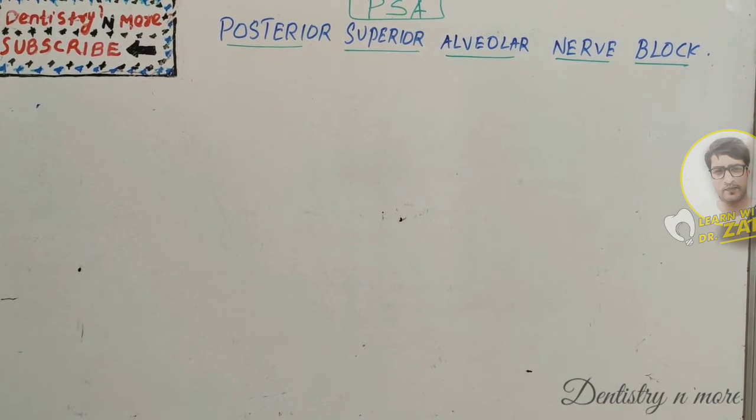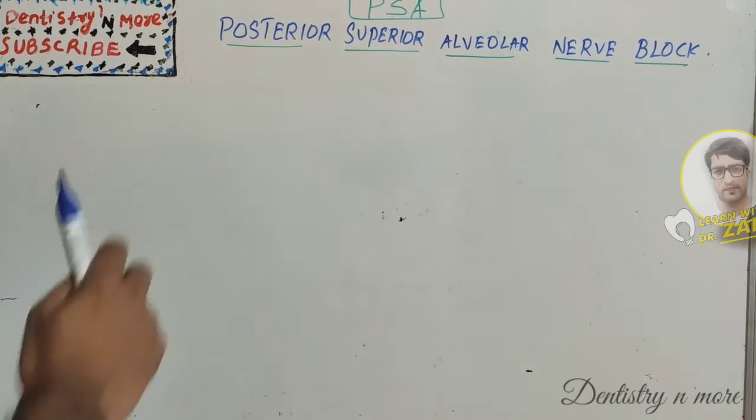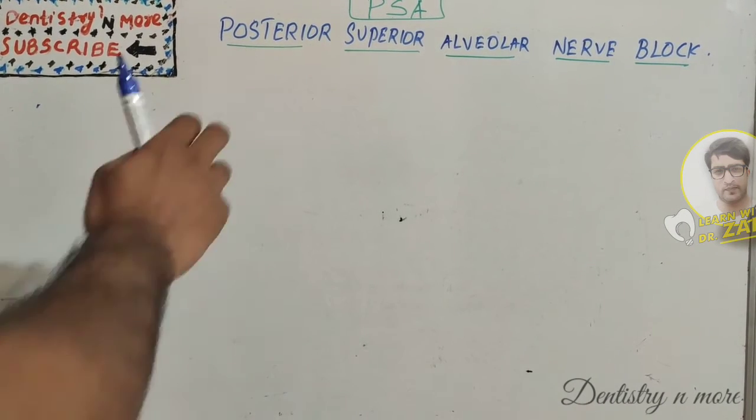Today we have the continuation of our maxillary nerve blocks. Last session was about the infraorbital nerve block. This session is the posterior superior alveolar nerve block, also known as PSA.